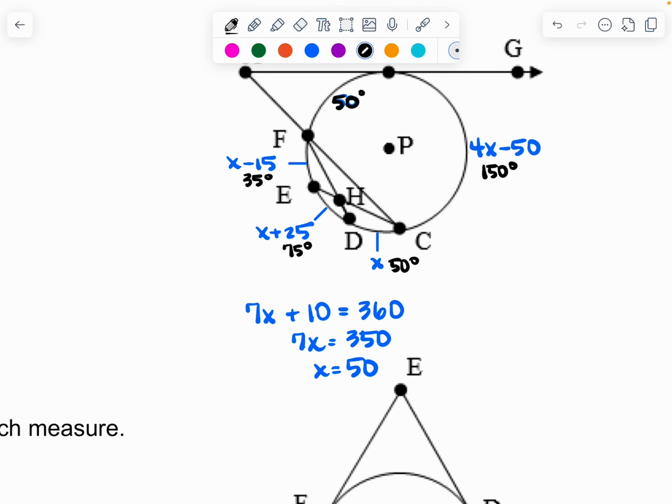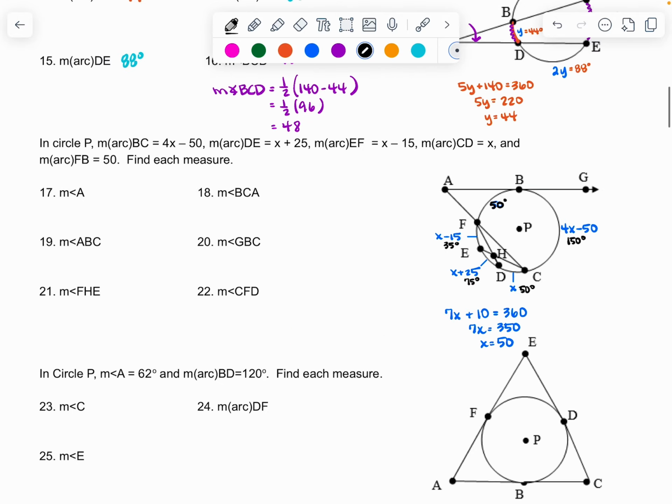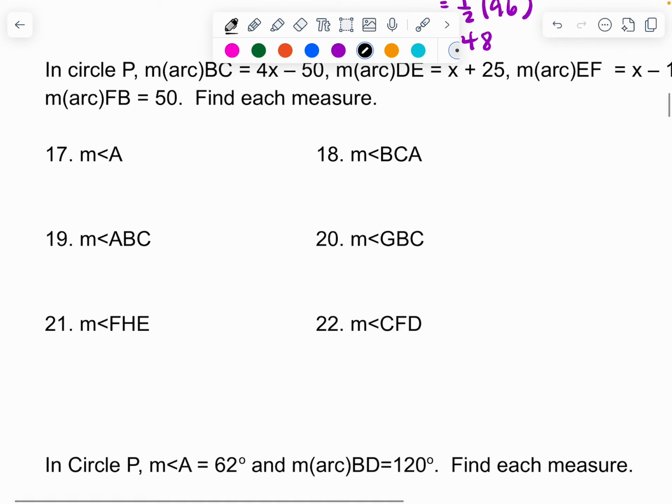And again, you can check your math. That's 200, 250 plus 110, which is 360. So that all makes perfect sense. Now, according to all of these questions, we are going to be solving for essentially every angle that we could possibly draw in this picture.